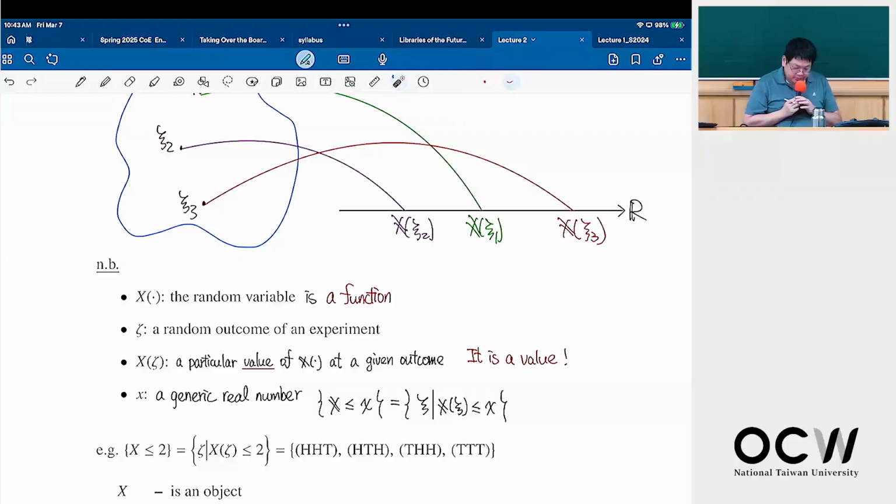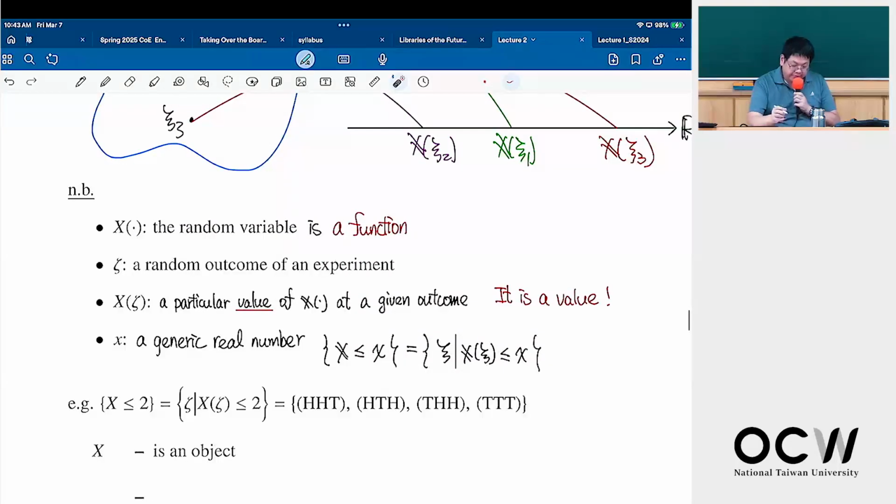Okay, so for example, if I flip the coin 3 times, what does that mean? X is less than or equal to 2. That means the c, one of the possible outcomes, such that if I map this outcome in the sample space to a real line, it should be less than or equal to 2. So if it's less than or equal to 2, then my possible outcomes will be 2 heads with 1 tail, 2 heads, 2 heads, or even 3 tails.